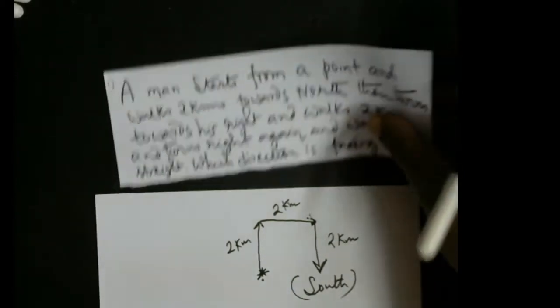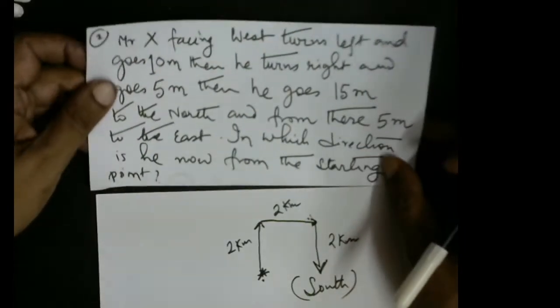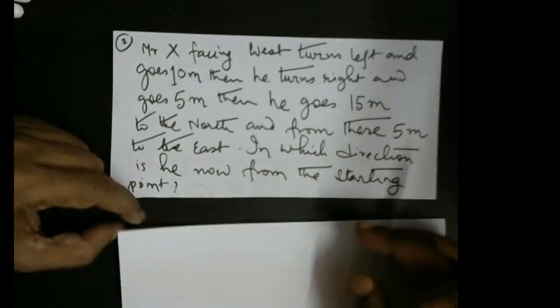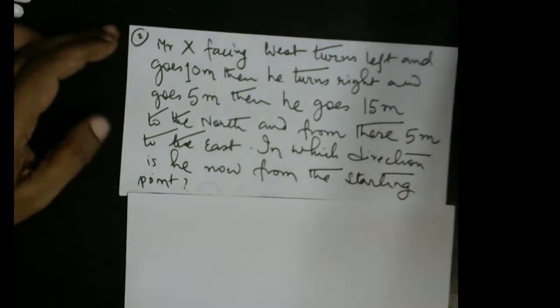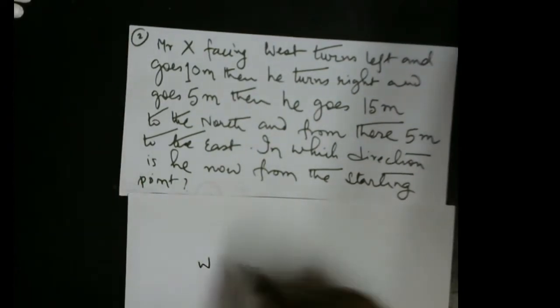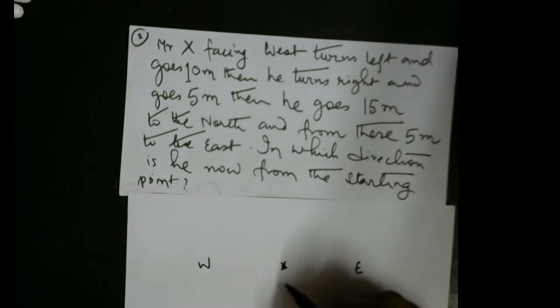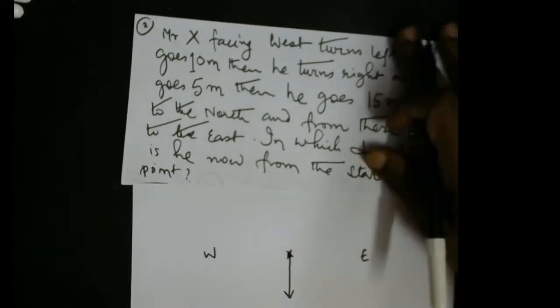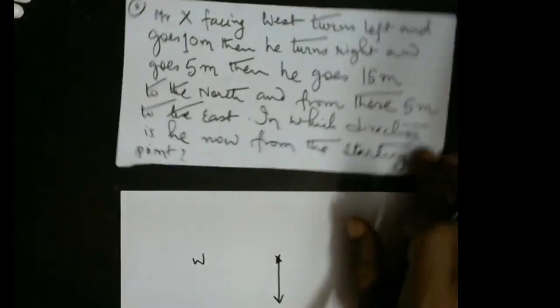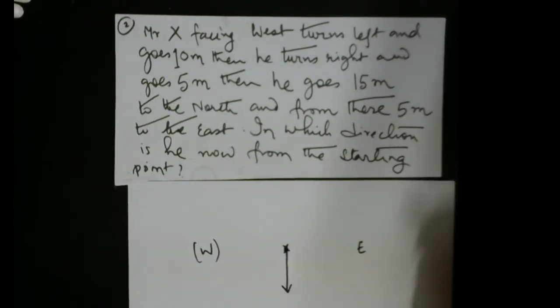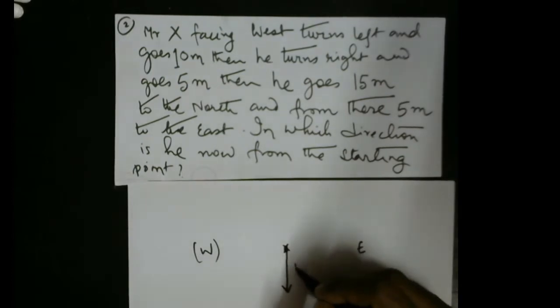Now let us take the second question. Mr. X, facing west, turns left. This is the west direction and this is the east direction. The person is facing west and turns to his left, this side. He is facing towards west and turns left, that means this side, and walks 10 meters.